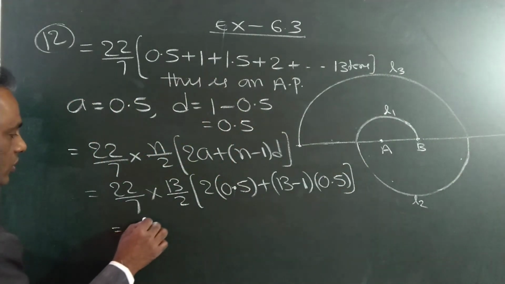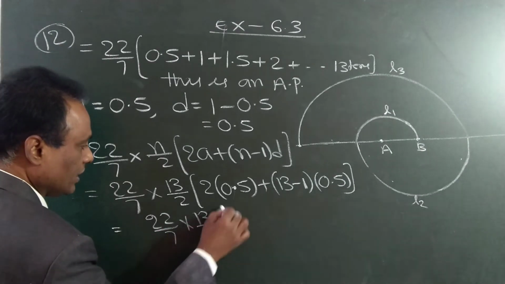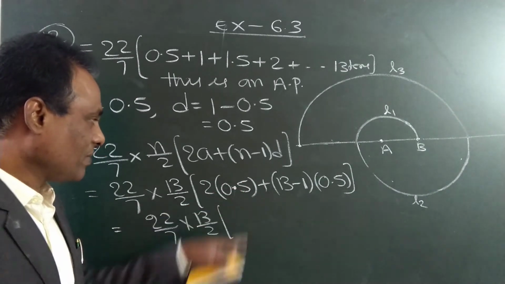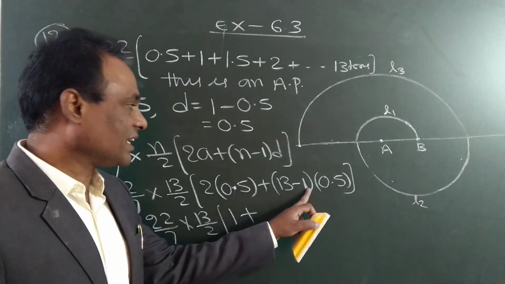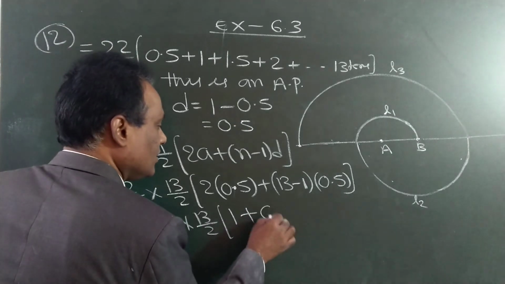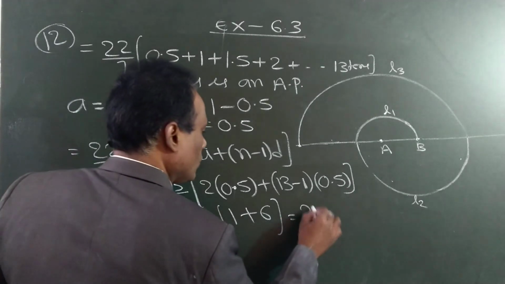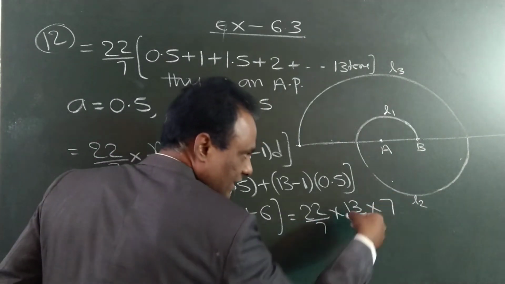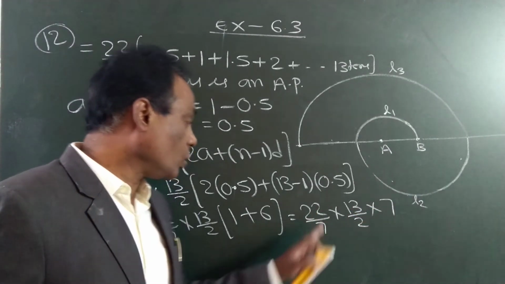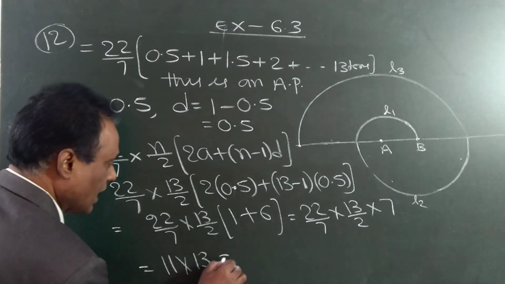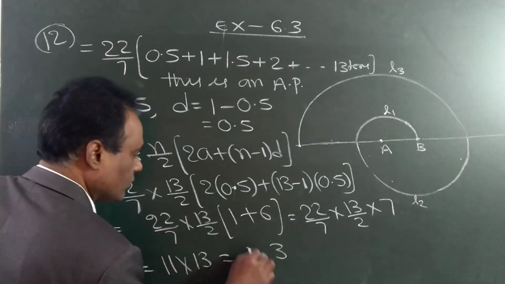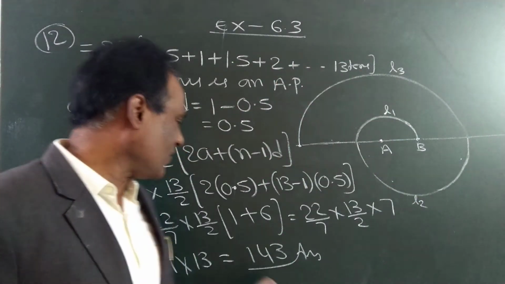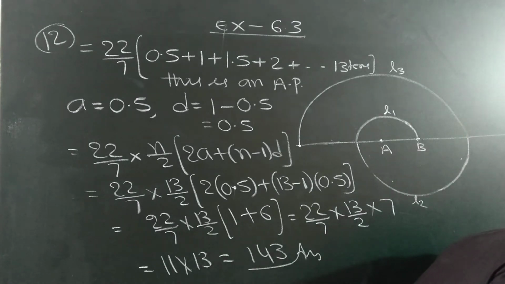Over. So 22 by 7 into 13 by 2 into 2 into 0.5. You know multiplication. 0.5 is 5 by 10, 10 by 10. This is 1, students. 13 minus 1 is 12. 12 into 0.5 is 6. You know how to multiply. So 22 by 7 into 13 by 2 into 1 plus 6, that is 7. 7 cancels, 2 goes 11 times. So 11 into 13: 11 3s are 33, 11 1s are 11, 143. This is the answer. So the total wire required is 143 centimeters. Given data is in centimeters, so the answer will be in centimeters.